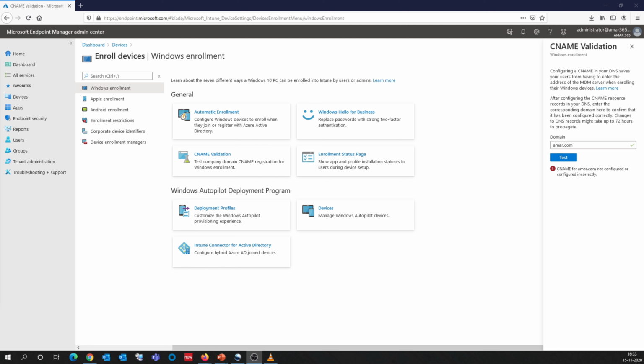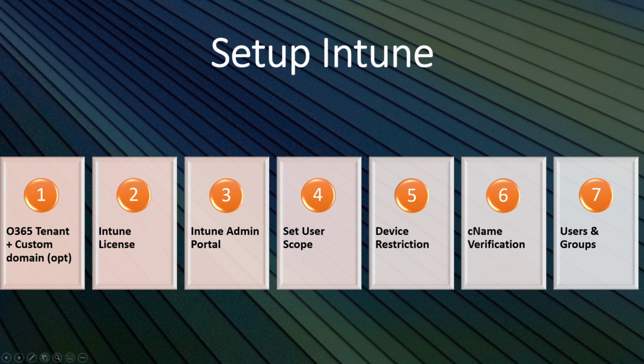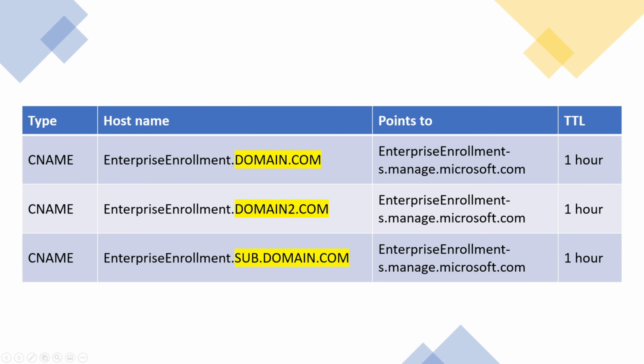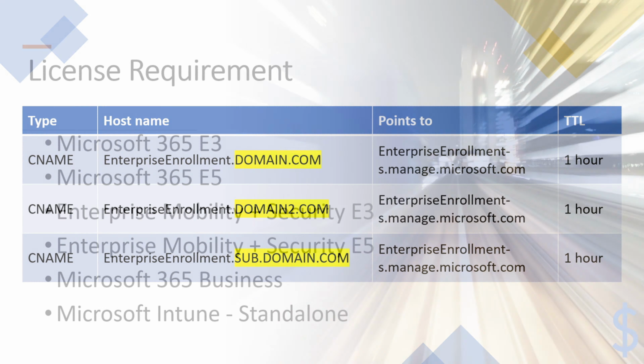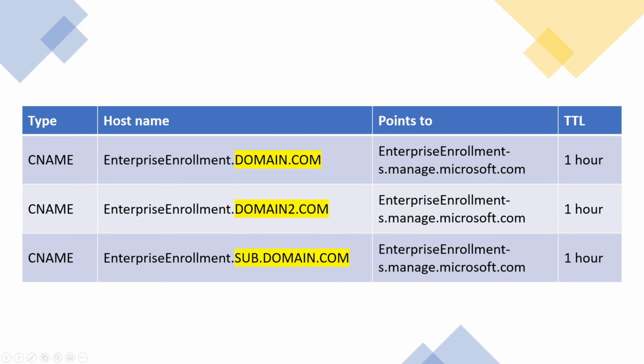To configure a new CNAME record for our domain, add the CNAME value in this format. I will add this format in the description. If you have more than a single domain, the CNAME has to be added for all the domains as mentioned here. So for example, if you have a different domain or different subdomain, that has to be added in the DNS. Changes to DNS records might take up to 72 hours to propagate. We can verify later once the DNS record is propagated.